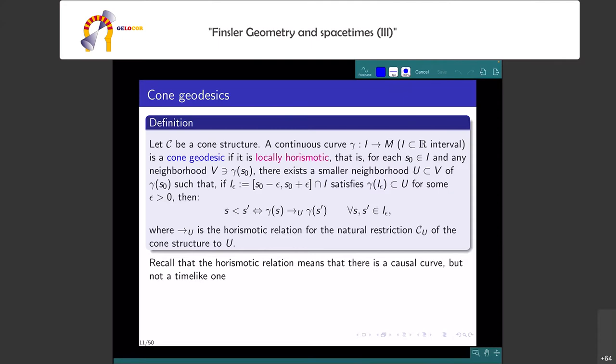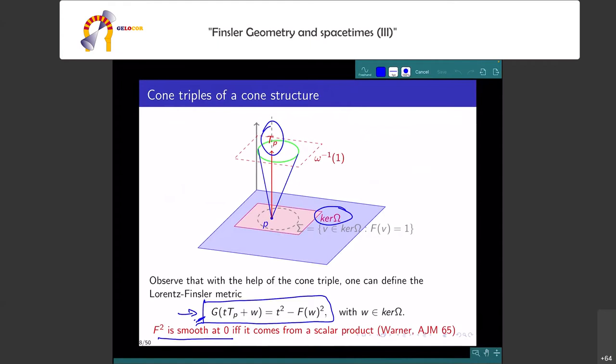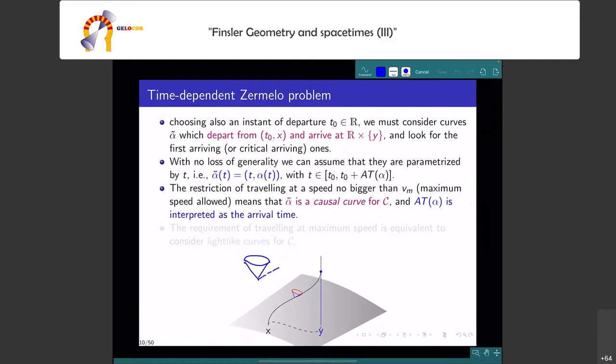Okay. So it is not difficult to prove using causal reasoning that the solution of the Zermelo problem must be cone geodesics. Basically we have these cone structures, and we have proved that the solution of the Zermelo problem is provided by cone geodesics. And we also have a Lorentz Finsler metric in this cone structure. So we have here the first application of cone structures, to solve the Zermelo problem, and for example, to obtain the wavefront of a wildfire, when the wind is time dependent.